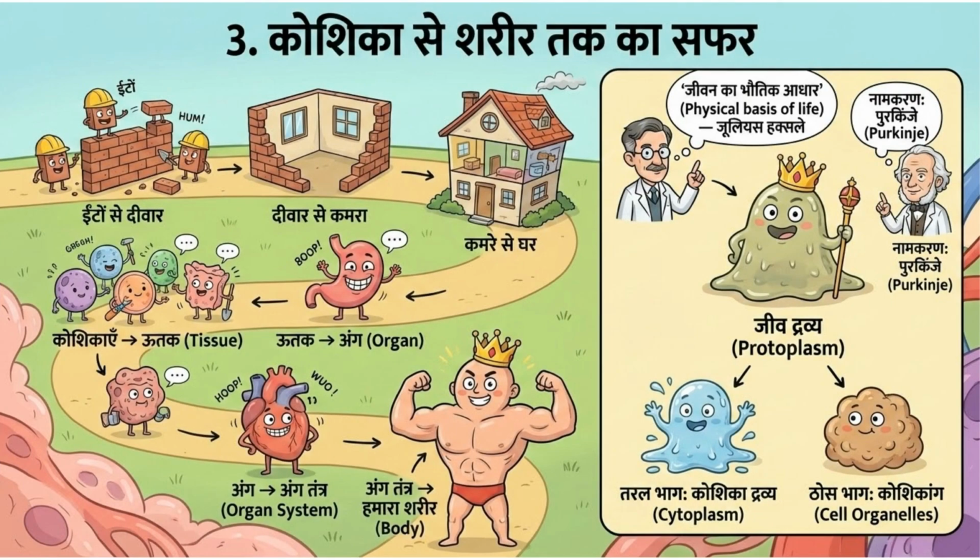Let's trace the journey from a cell to the body. Cells form tissues, tissues form organs, organs form organ systems, and organ systems create the body. Purkinje named protoplasm, which Julius Huxley called the physical basis of life. Protoplasm consists of cytoplasm, liquid, and cell organelles, solid parts.